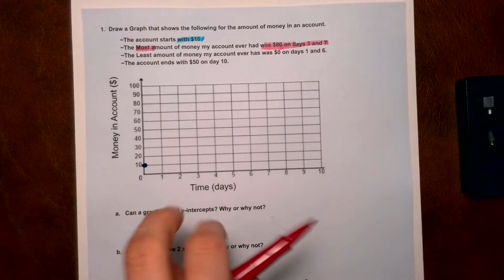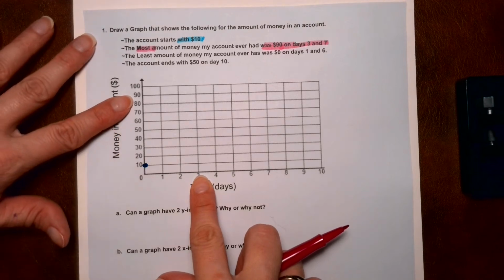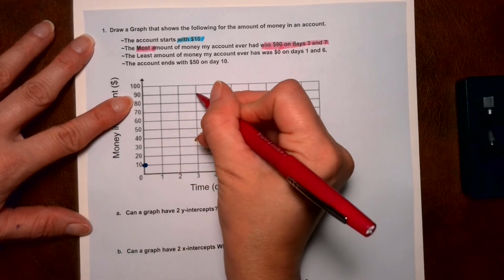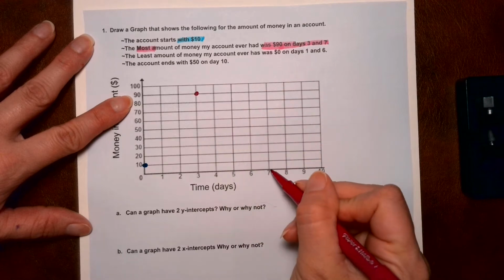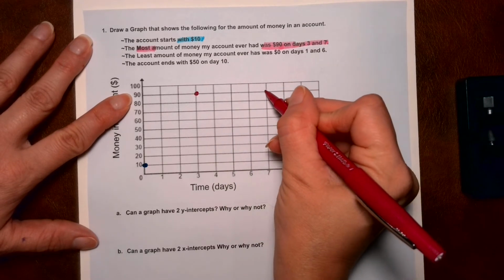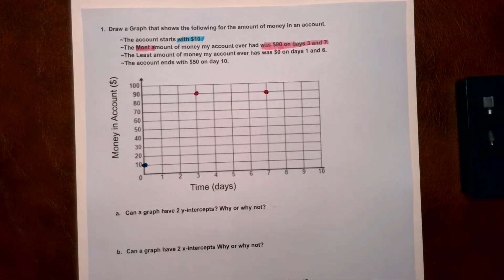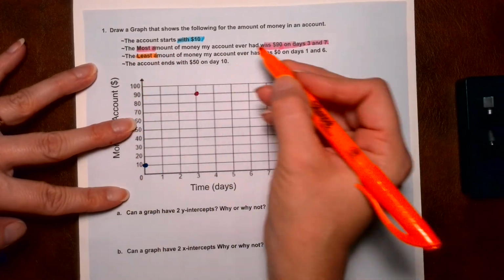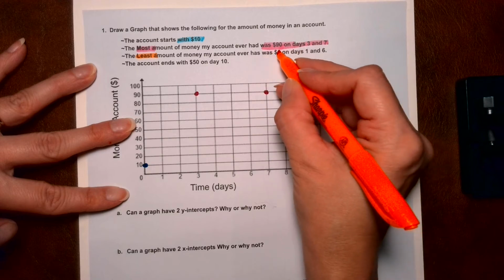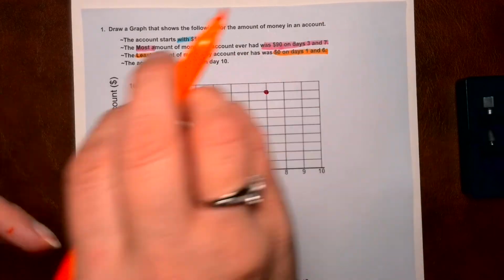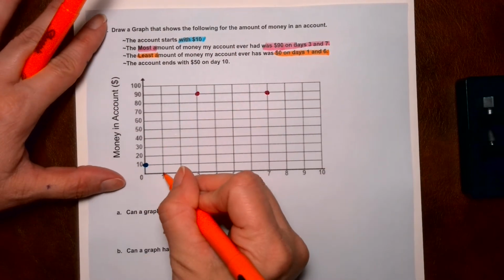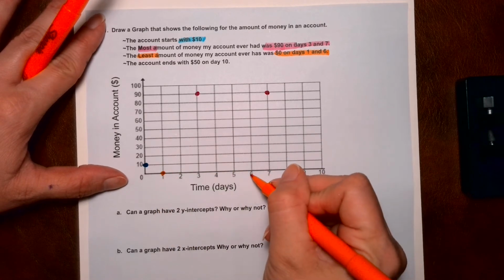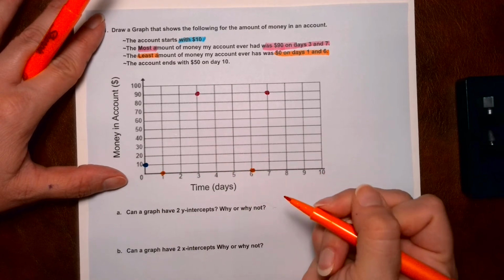So let's go see. On day 3, I had $90. And on day 7, I had $90. Wow, that's the most I ever had. Okay, the least amount of money I ever had, the least amount was $0 on days 1 and 6. Okay, so day 1, I had nothing, and day 6, I had nothing.